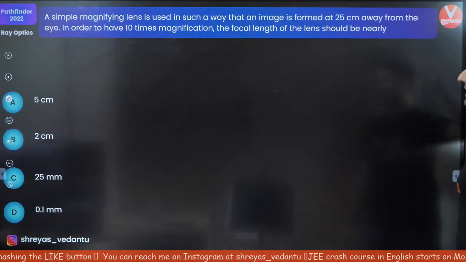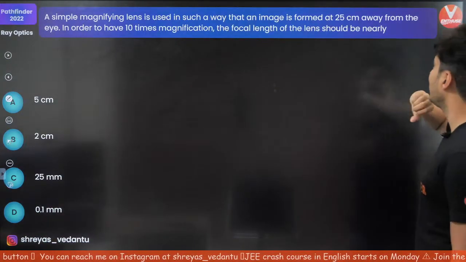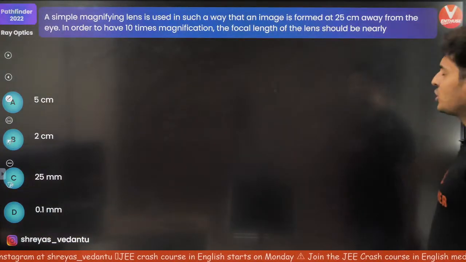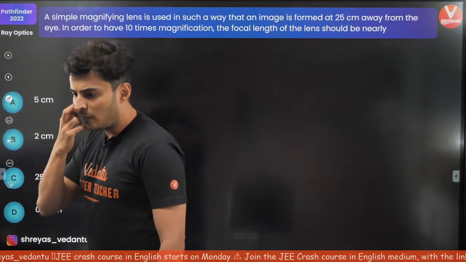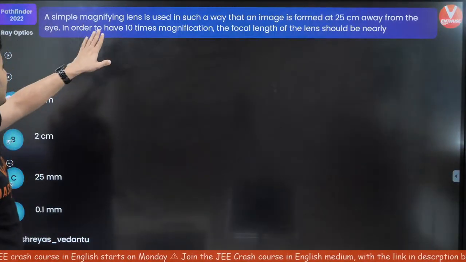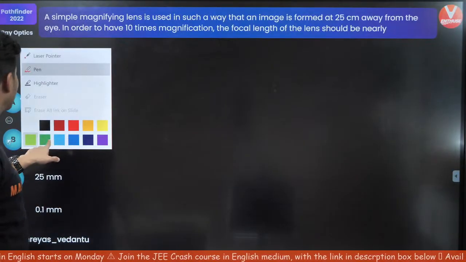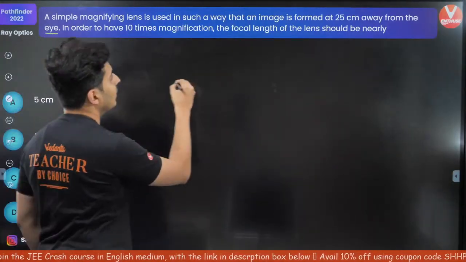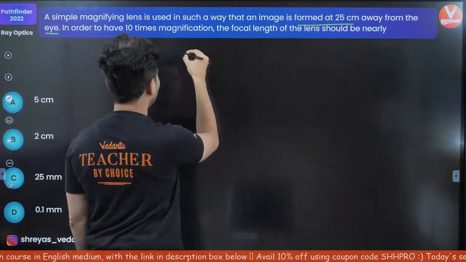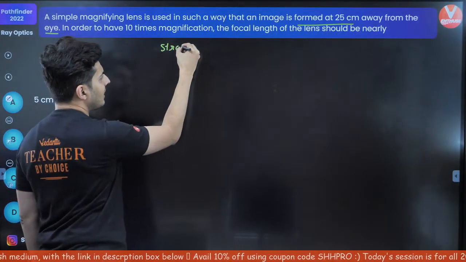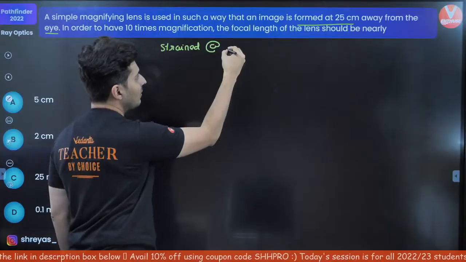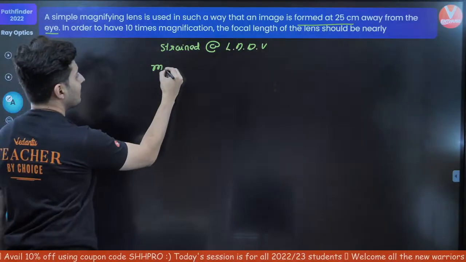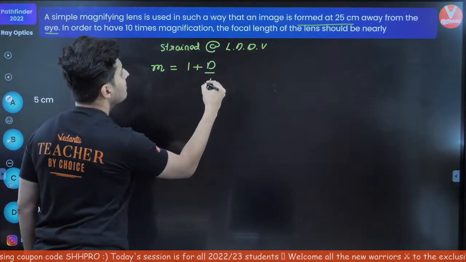A simple magnifying lens is used in such a way that an image is formed at 25 centimeters from the eye. In order to have 10 times magnification, the focal length of the lens should be nearly how much? Think about it. The simple magnifying glass which is used, what is given in the question? The image is formed at 25 centimeters away from the eye. If this information is given, that means it is basically strained. It is strained and the image is formed at the least distance of distinct vision. That means the magnifying power formula will be 1 plus D by F.